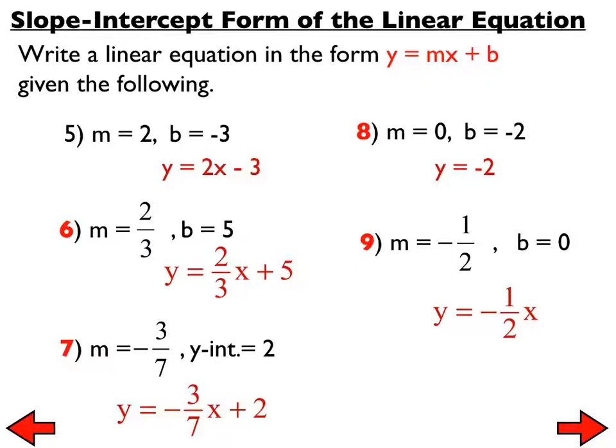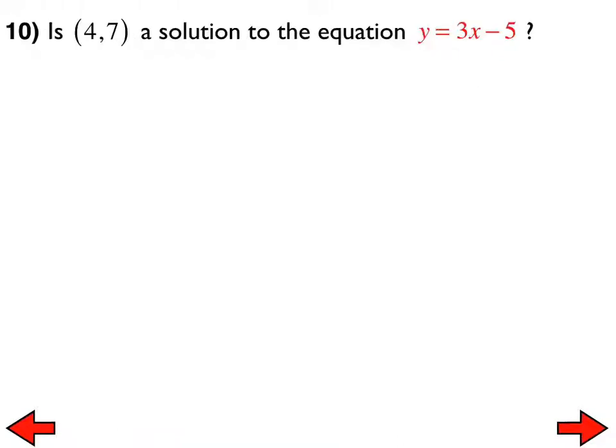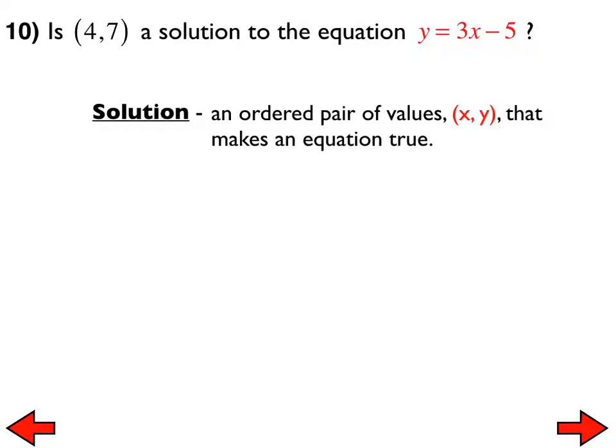All right, turn the page, please. Now, number 10, the question is, is 4, 7 a solution to the equation y equals 3x minus 5? There's 2 ways to think about this. One is, will that point be on the graph if you were to graph it? Or will that ordered pair make a true statement? Well, a solution of an equation is an ordered pair of the values x, y that makes an equation true.